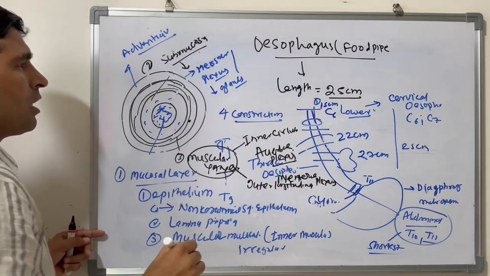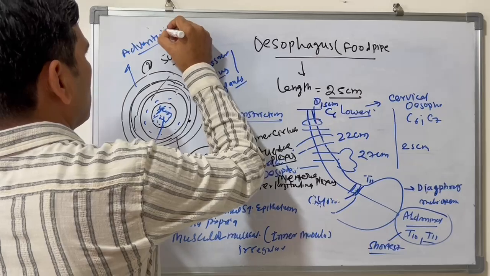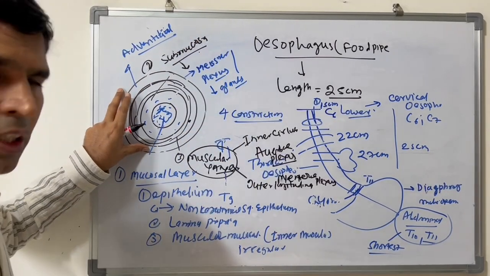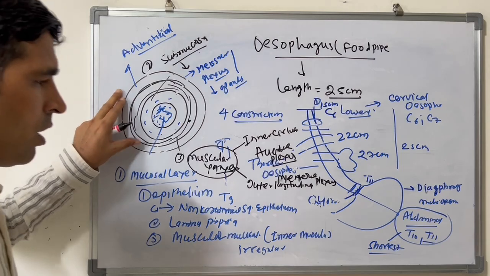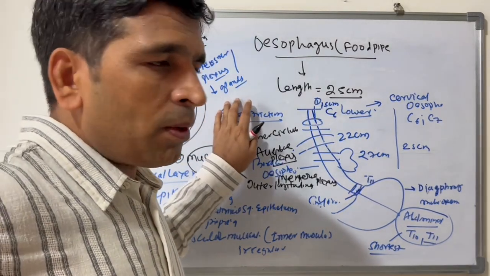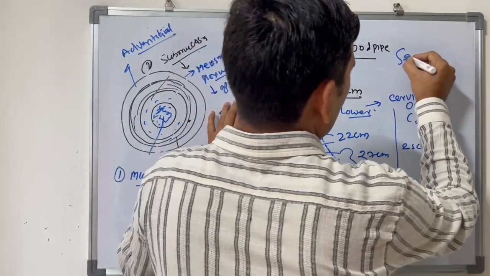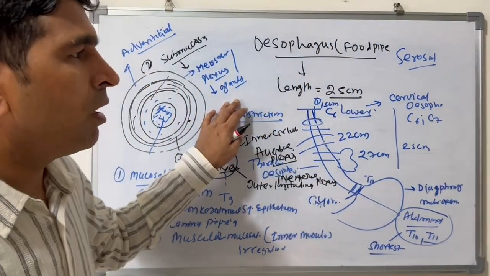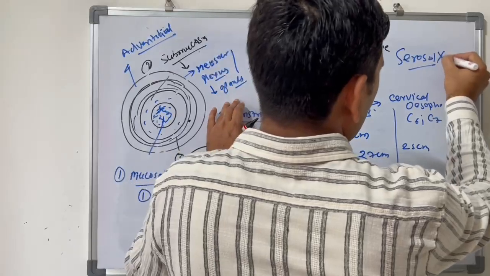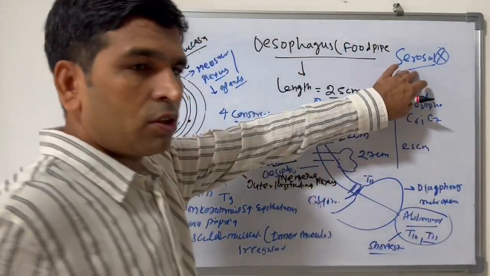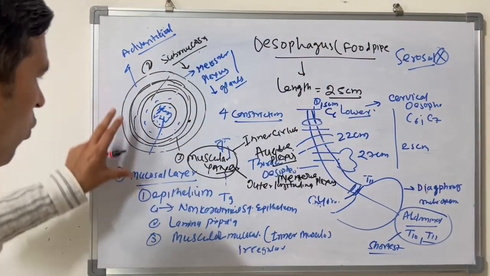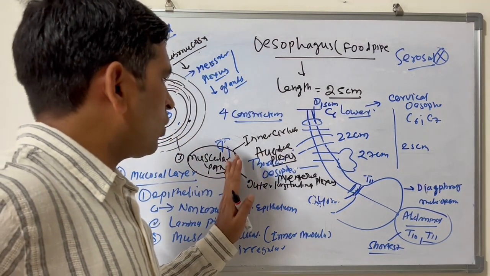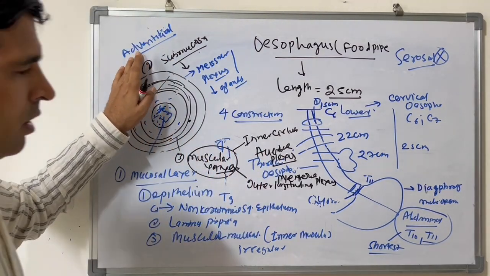This is a thick connective tissue layer, the adventitial layer. As you know, the digestive system has a serosal layer, a gliding layer, but the esophagus doesn't have any serosal layer. So four layers: mucosa, submucosa, muscular layer, and adventitial layer.